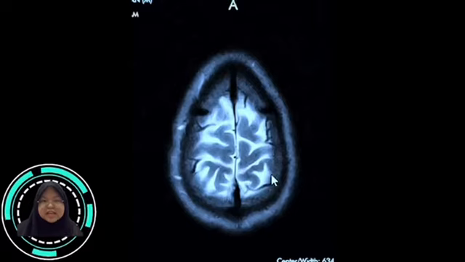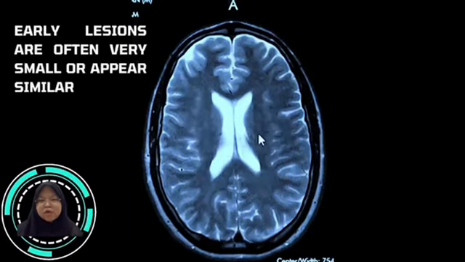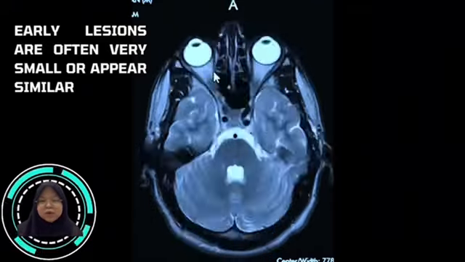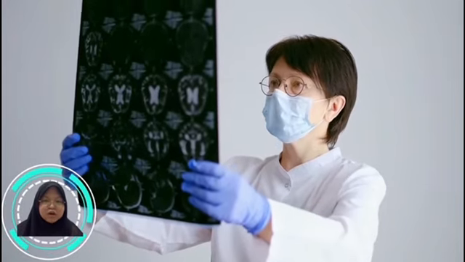time. However, in the early stage of multiple sclerosis, detecting the lesion can be difficult. Early lesions are often very small or appear similar to changes caused by normal aging or other diseases. Even for experienced radiologists, differentiating the early multiple sclerosis lesion from normal brain tissue can be challenging. This is where artificial intelligence plays an increasingly important role.